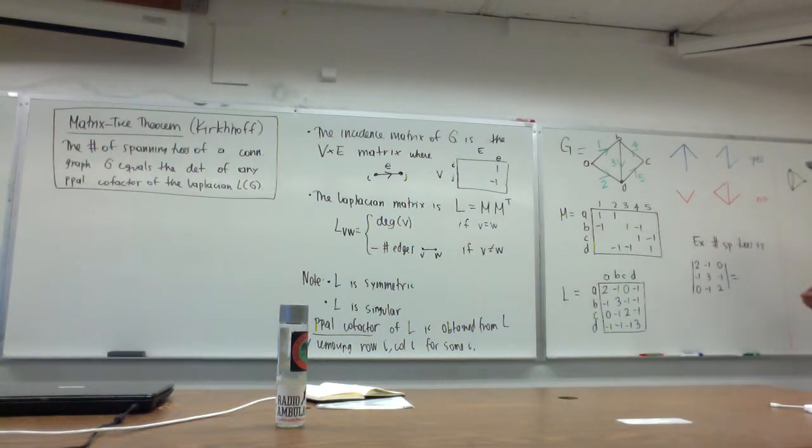Maybe you haven't computed a determinant in a while, but remember, you go like this. So 2 times 3 times 2 is 12. Plus this times 0 is 0. Plus this times this is 0. Minus 0, minus 2, minus 2. 8. So this says that this graph has 8 spanning trees.